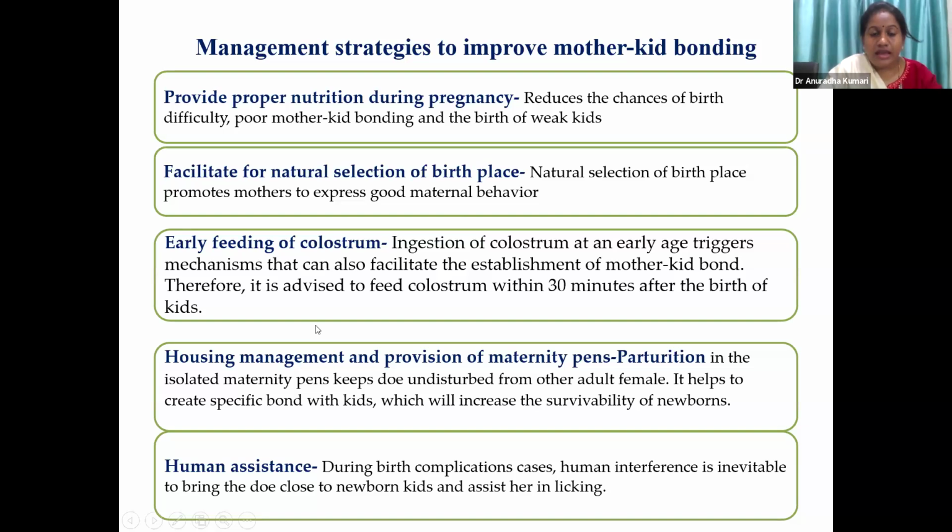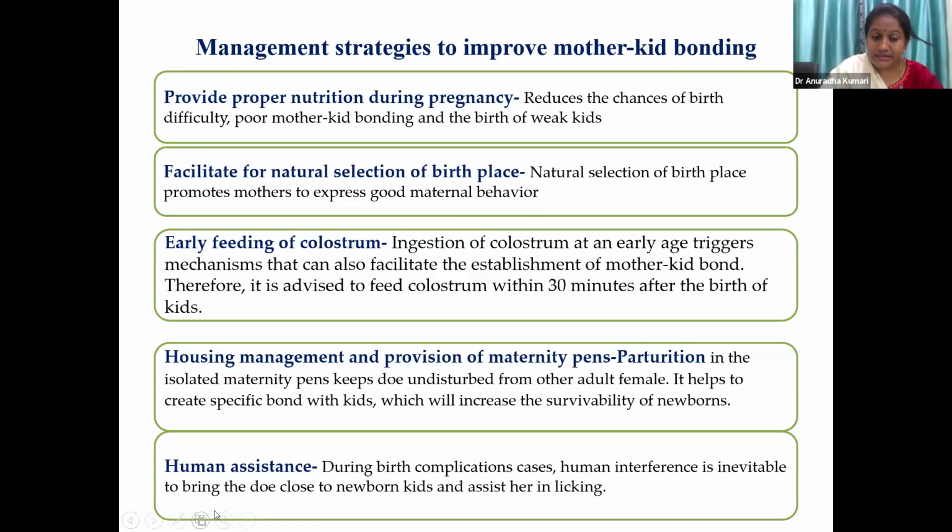Feeding of colostrum as soon as possible will facilitate the early absorption of immunoglobulin and also help in the development of mother-kid bonding. Therefore, it is advised to feed the colostrum within 30 minutes after birth. Provision of an individual maternity pen, keeping the doe undisturbed from other females, will help to create a specific bond with the kid, which will increase the survivability rate of the kid.